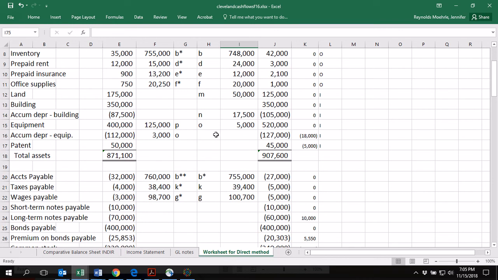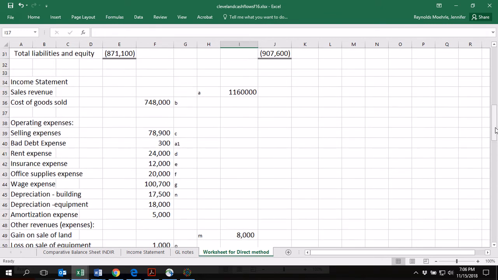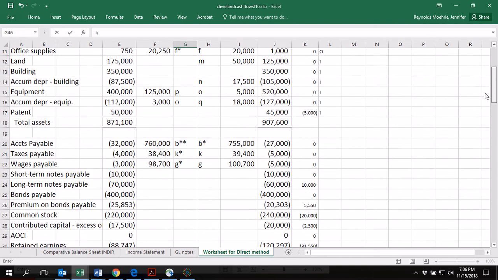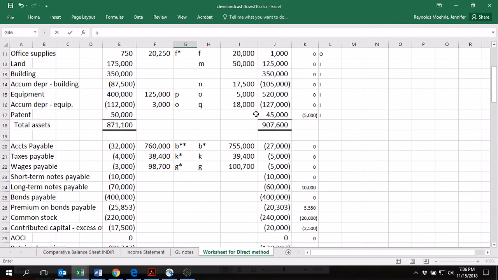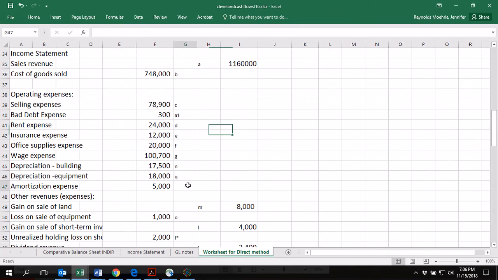Accumulated depreciation. The equipment, 18,000. Just to verify, that should be the depreciation of the equipment on the income statement, and it is. And then we should only have, yes, the change in our patent. That should be the amortization on the patent, okay? So now you can hear me say, you know, that should be this and should be that, and that's where you should be at this level in your understanding of these accounts. You know what makes the patent change.